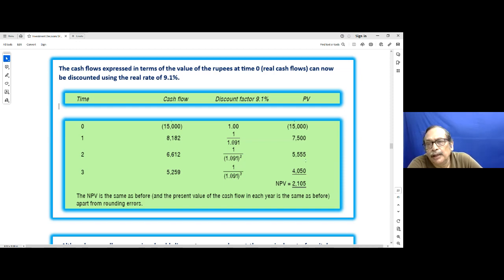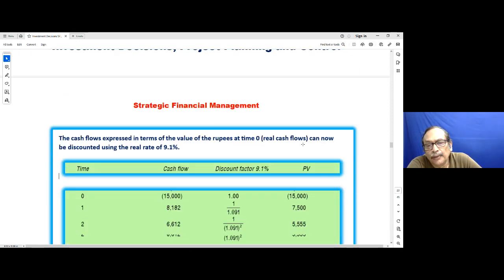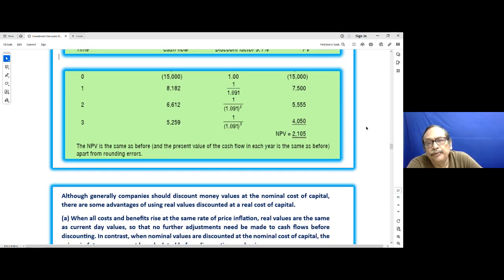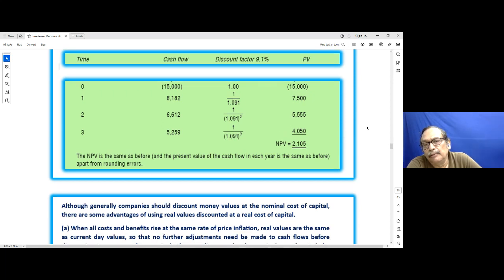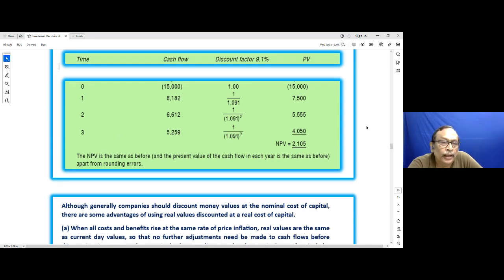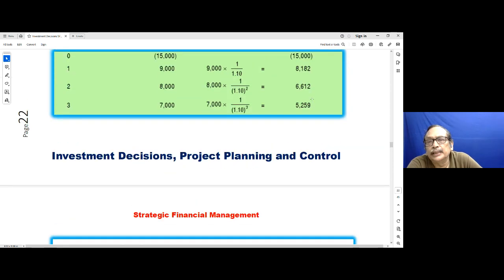Then 8,182, that is to be multiplied by 1 divided by 1.091. So it comes to 7,500. Second year, 6,612 multiplied by 1 divided by 1.091 square, it comes to 5,555. Third year, 5,259, that is 1 divided by 1.091 to the power cube, it comes to 4,050. So NPV is 2,105.